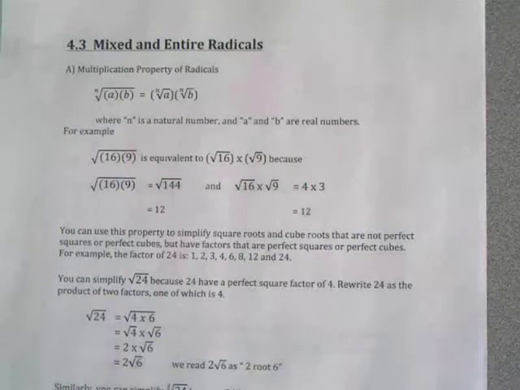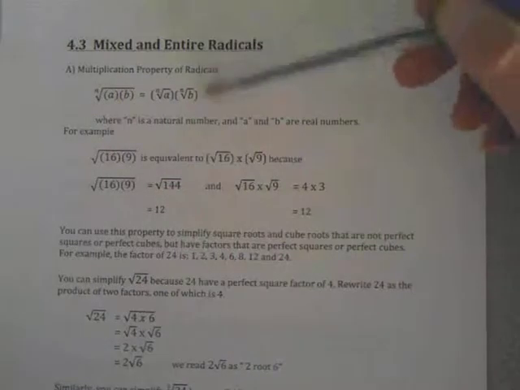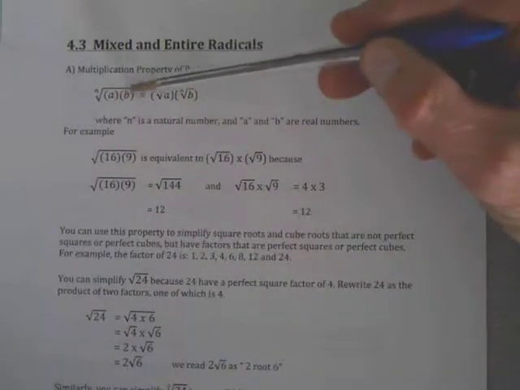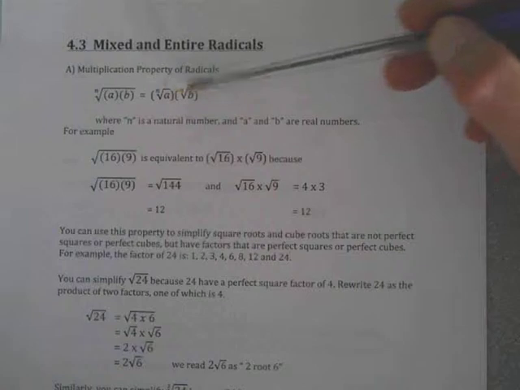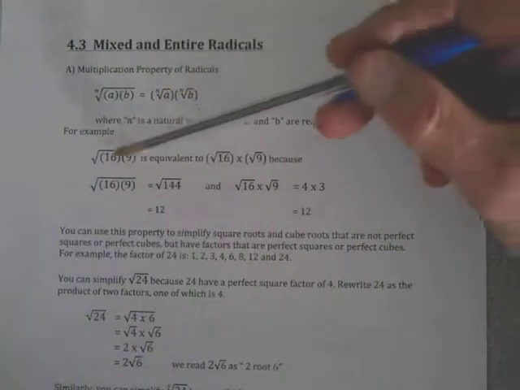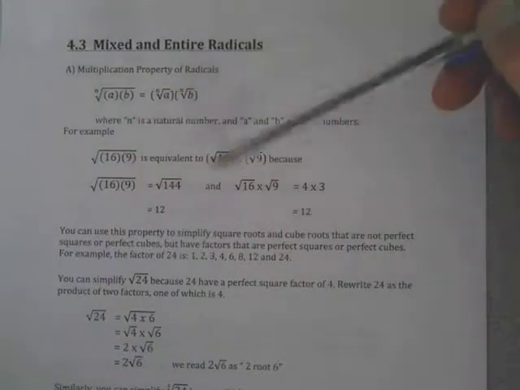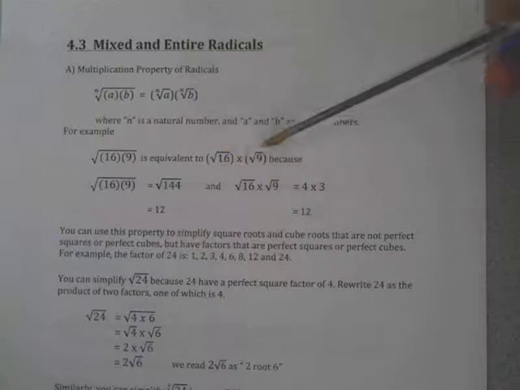Today we're going to look at 4.3, mixed and entire radicals. So just take a quick read on how this occurs. If we have two numbers multiplied inside a radical, then we can bring them out separately and we'd get the same answer. For example, the square root of 16 times 9 is the same as the square root of 16 times the square root of 9.